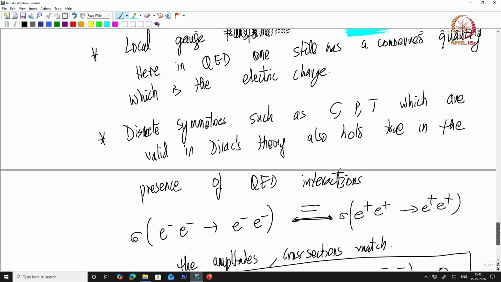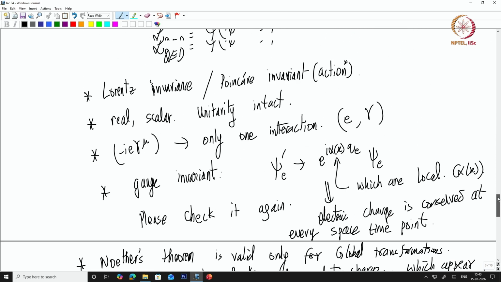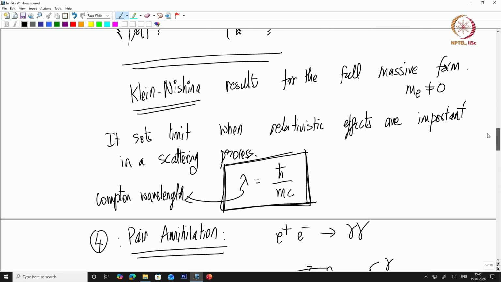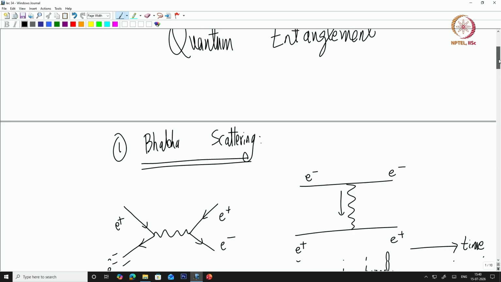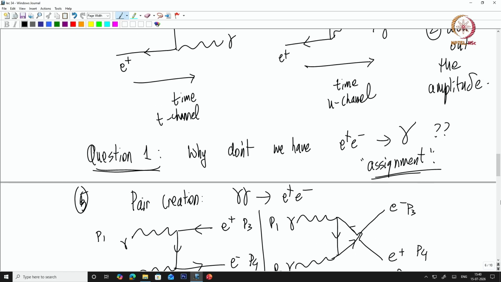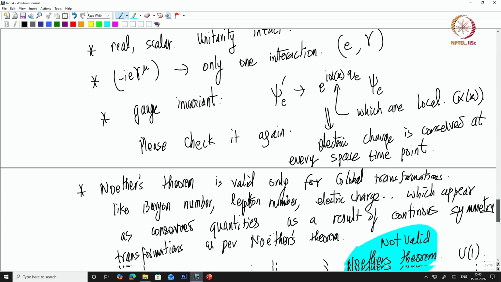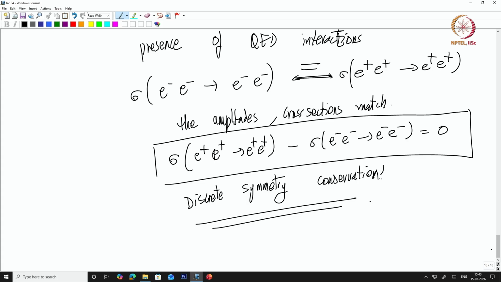So this is the tree level QED interactions. We tried to cover all possible interactions and some cross sections, some simple processes in QED. You should remember that there are these symmetries of Dirac theory which also pass over to QED. The interactions are very simple, not complicated, and they conserve parity, charge conjugation, chirality and so on.